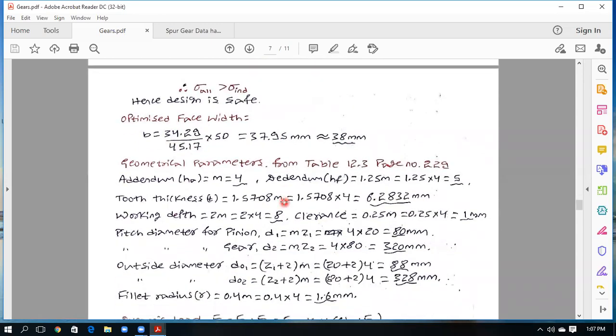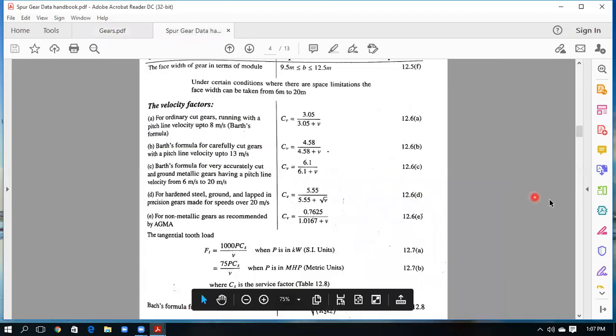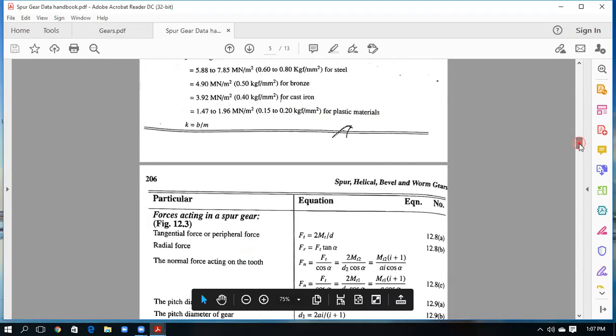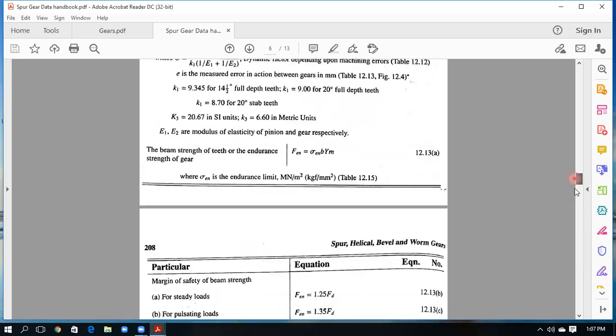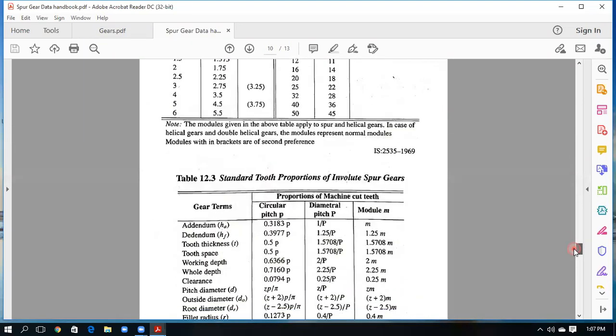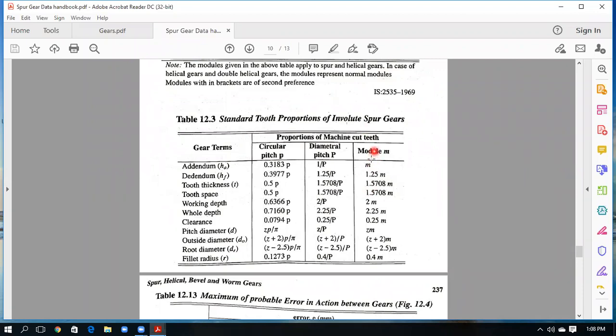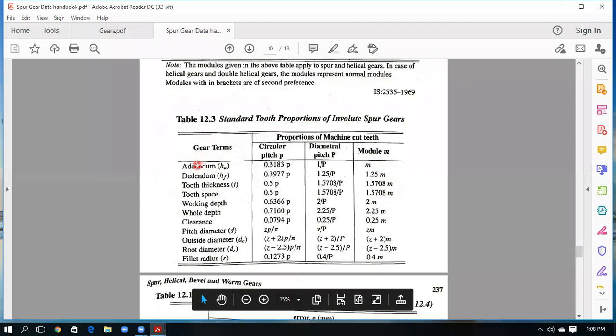Next, you need to note down the addendum and dedendum values and tooth thickness, that you have to take from the data handbook table number 12.3, page number 229. Here you can see the standard tooth proportions of the involute spur gear. According to the module, we have to take these. Therefore, these are the geometric parameters.